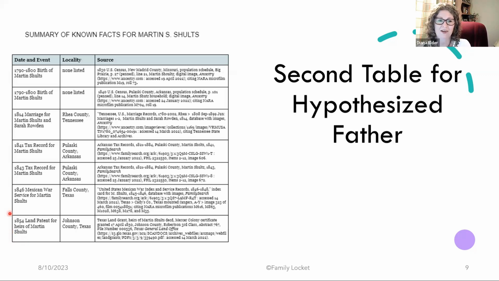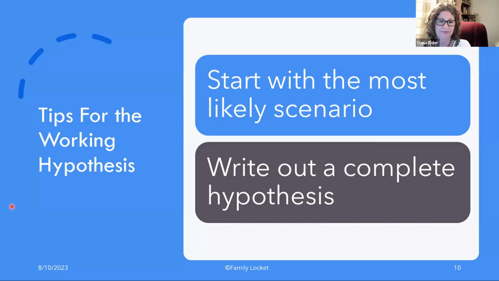And you'll notice that there are no records in Alabama, where supposedly Martin was born and where Hickman was born in the early 1820s. So this was a sparse summary of known facts because I didn't know as much about Martin as I did about his son. So I'm going to have some fun places to go research.